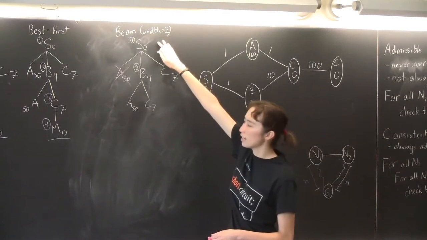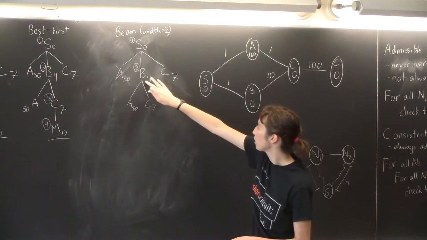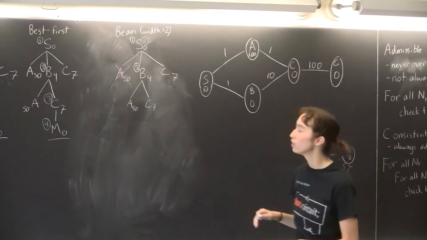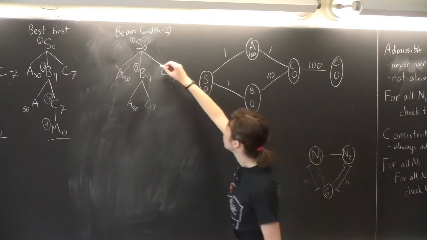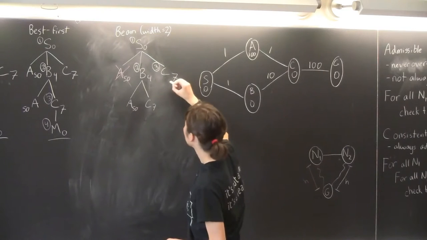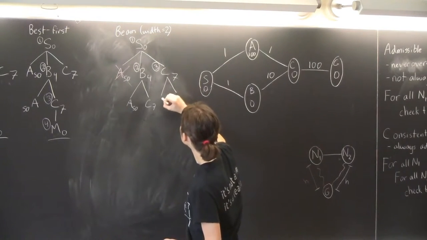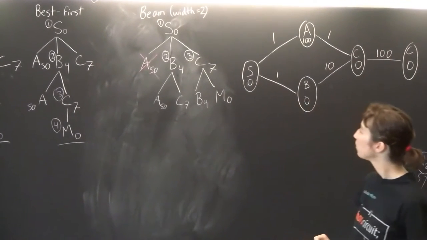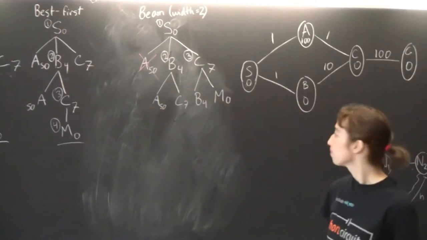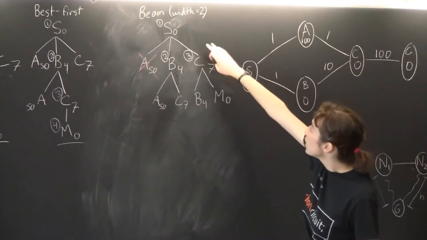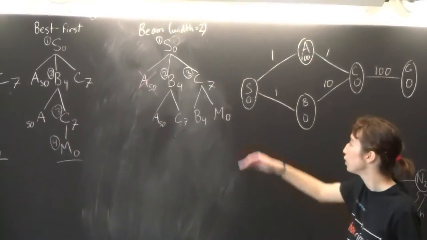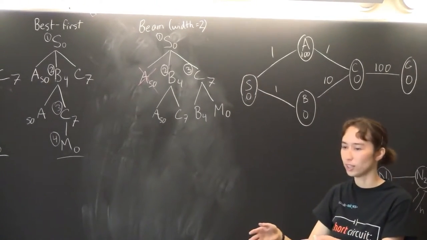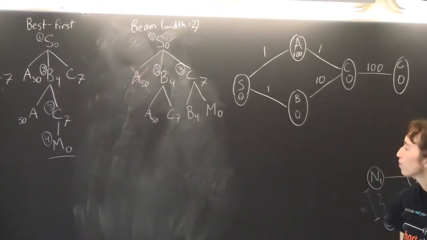Beam is going to be more like a breadth-first search because we're going to expand everything on the second level before starting to expand things on the third level. So that means next we'll expand this C. And we get B and M, B with 4 and M with 0. Sorry, why did you expand that C? Yeah, so beam is going to be more like breadth-first search, where you do it one level at a time. So at each level, you keep track of two paths, and then you extend those, and then keep only two from the next level.